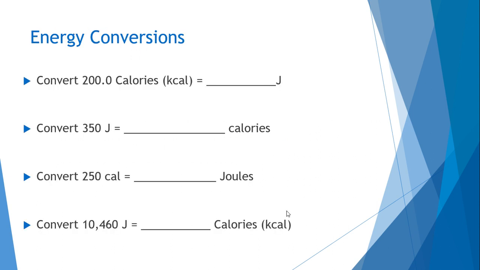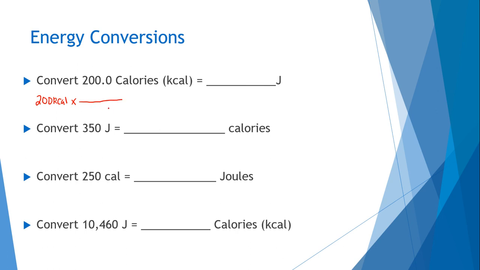So let's do some conversions now that we've talked about these different units on the previous slide. Here it says convert 200 calories, also known as a kilocal, into joules. So let's start our conversion with what we know. I'm going to put kilocal because it helps me differentiate between calorie and the big case Calorie.